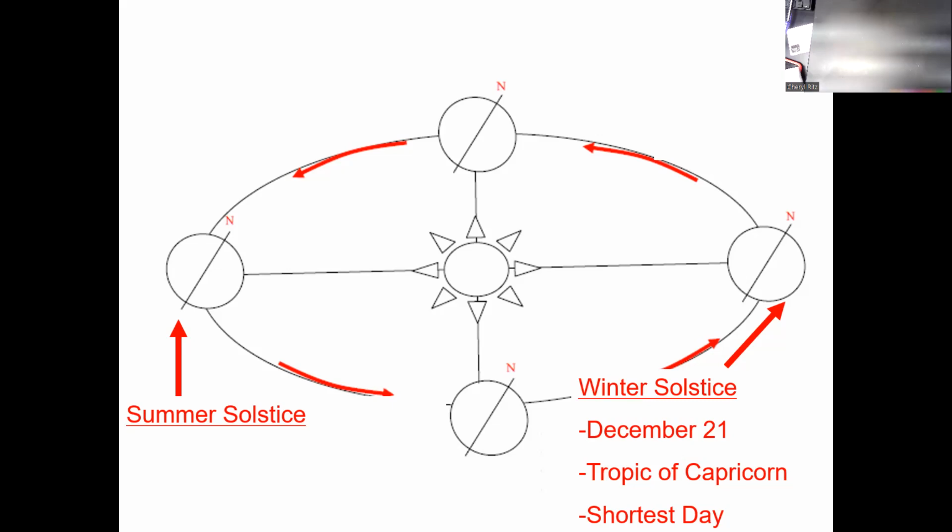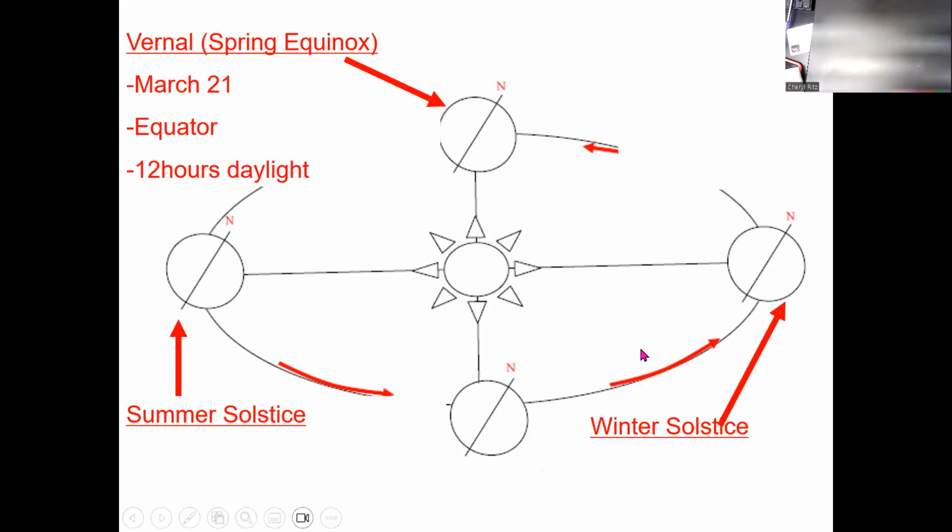So let's keep going. Let's do the equinoxes. Now they're called equinoxes because they're equal. Instead of having shorter or longer days, they are perfectly equal with the nighttime. 12 hours of daylight, 12 hours of darkness.